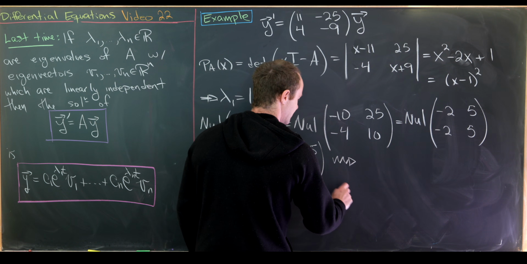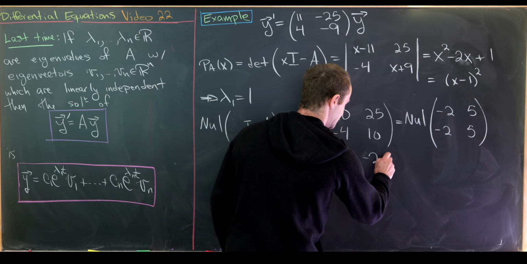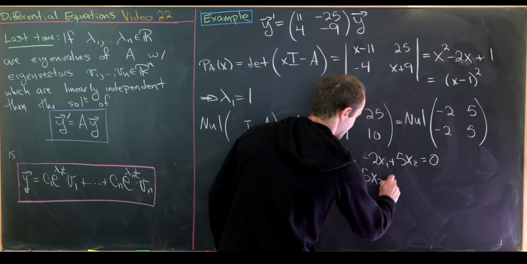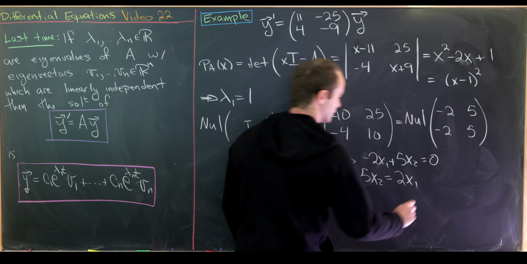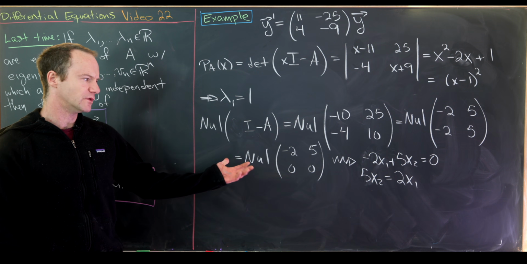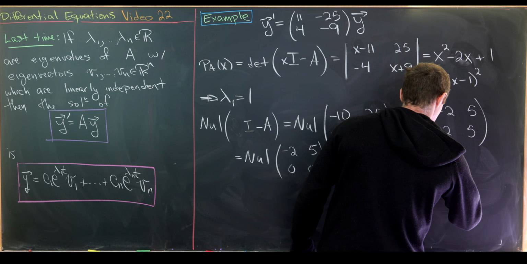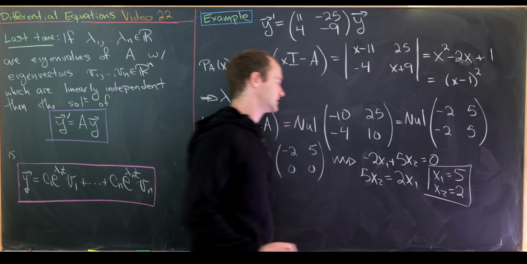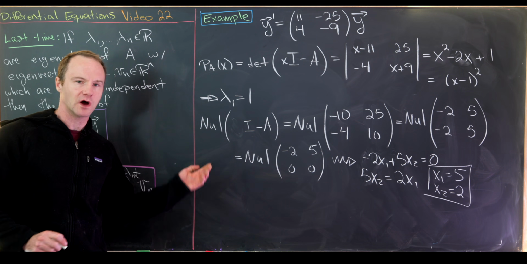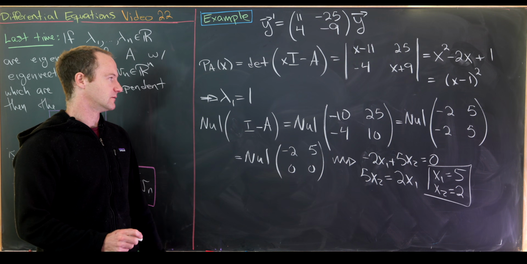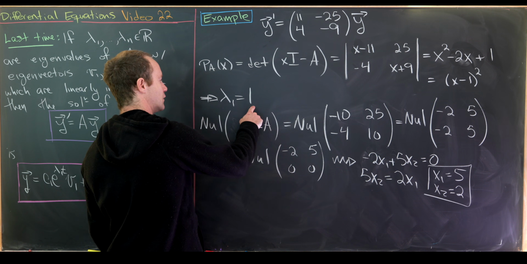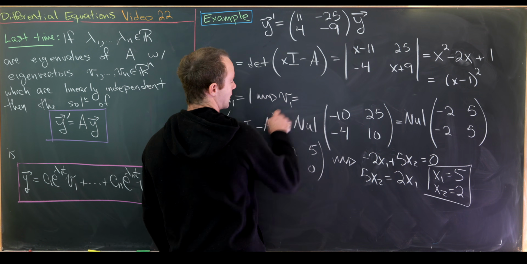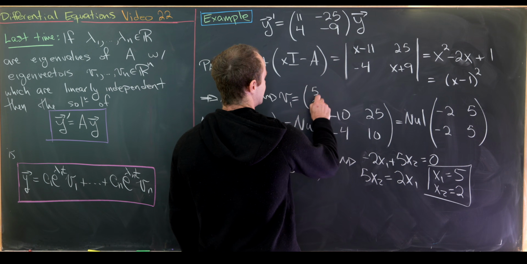But that means we've got a system of equations to solve, which is minus 2x1 plus 5x2 equals 0, meaning that 5x2 is equal to 2x1. So we might as well take x1 to be equal to 5, which tells us that x2 is equal to 2. So one of those is a free variable, so we're fixing one or the other, and it's forcing the value of the following one. So that means this lambda 1 eigenvalue has eigenvector v, I'll call it v1 maybe, which is 5, 2.